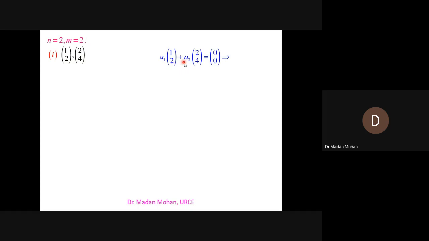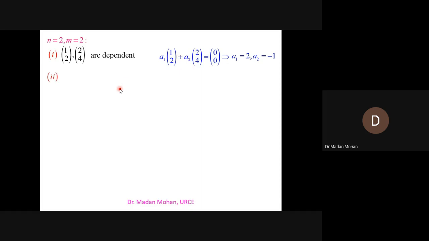From the definition, how? Observe it. a1 you can take as 2 and a2 you can take as minus 1. You have a non-zero possibility. Of course, a1 equal to 0, a2 equal to 0 also satisfies. Whenever a non-zero possibility is there, immediately they are dependent. Here (2, 4) depends on (1, 2), or (1, 2) depends on (2, 4). These two are linearly dependent because a1, a2 not 0.